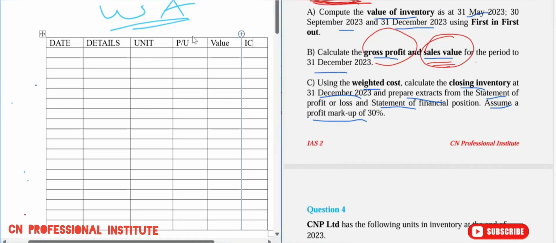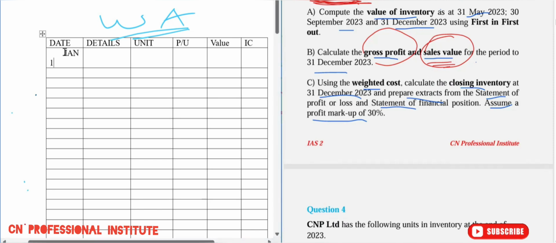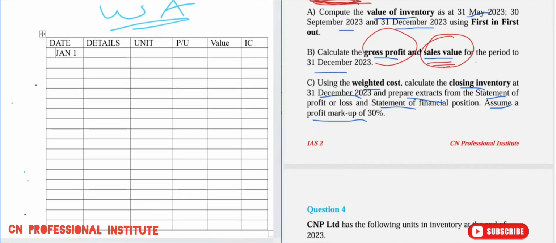And we said to get that, we divide the total value, the total cost of the units that we have, divided by what? The total units, right? So let's start. January 1st, we have opening balance. So Jan 1, we have opening balance. Let's not forget that.